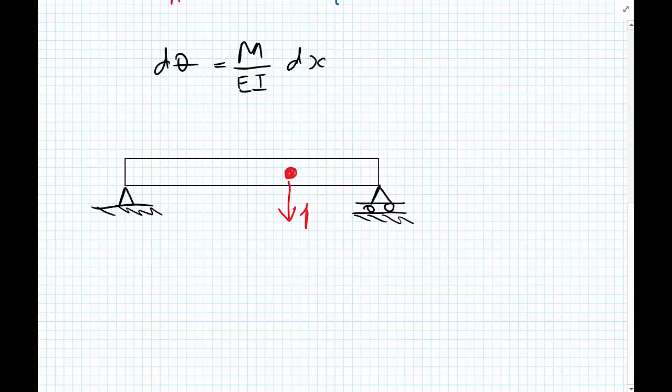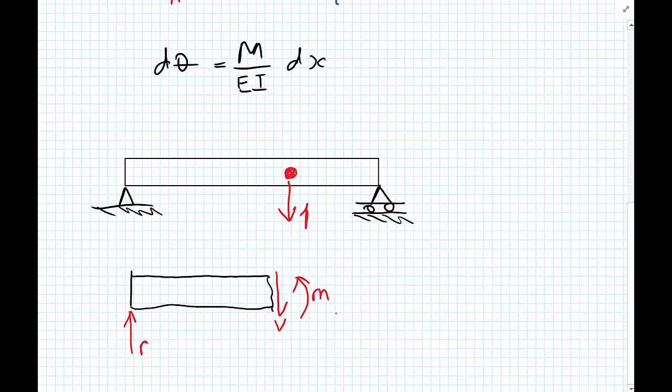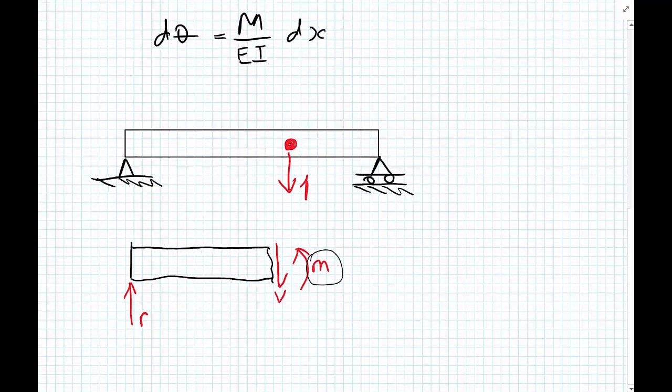As a result of this unit load, if we go back to our differential element and look at the free body diagram of the differential element, we now have a reaction force that I'm going to call little r. We still have a shear force that I'll call little v, and a bending moment that I would call little m, just down to the unit or virtual load being applied. So we can say that this virtual moment, little m, will do work, and work is always force times distance or moment times rotation.